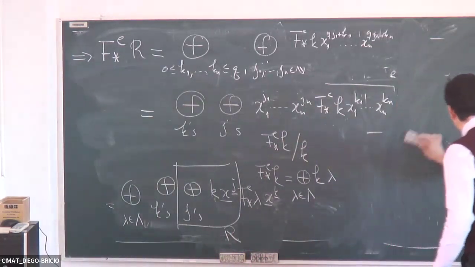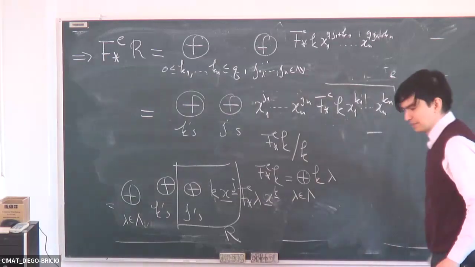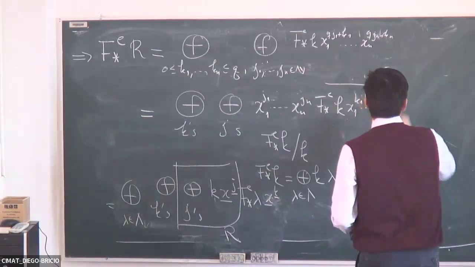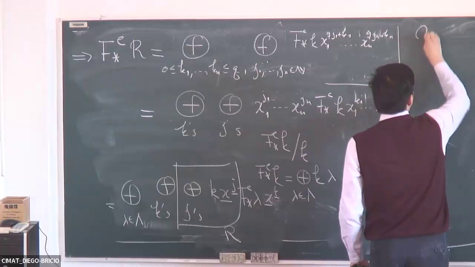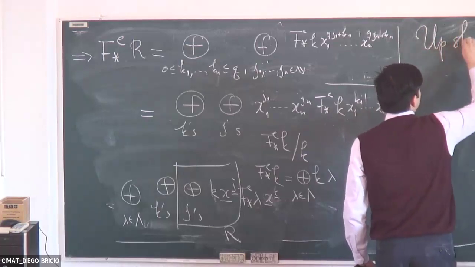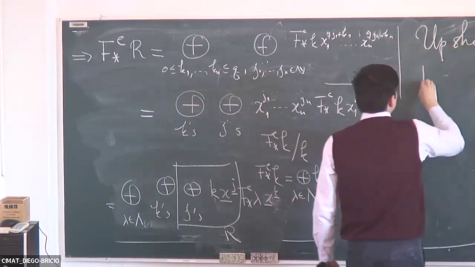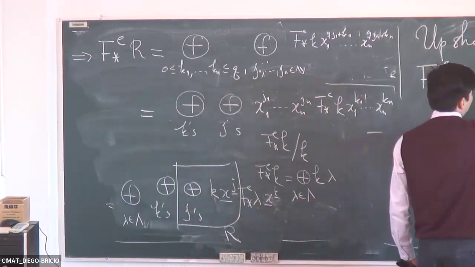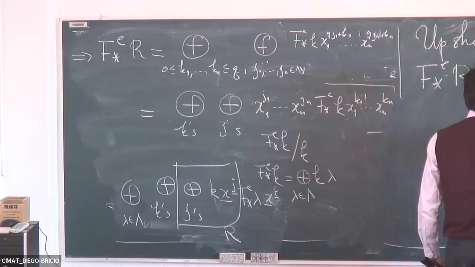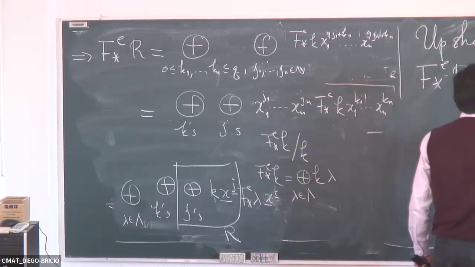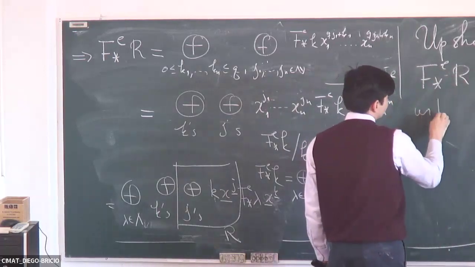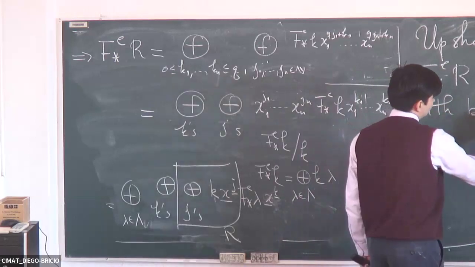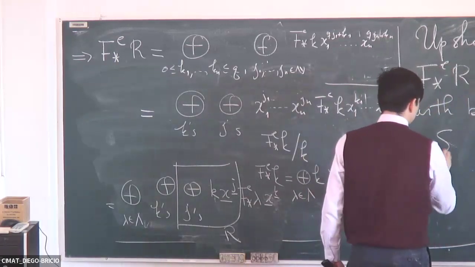So, upshot. Remember this because it's going to come up later. Upshot: the Frobenius of the polynomial ring is free over R with basis. Let's write it down.